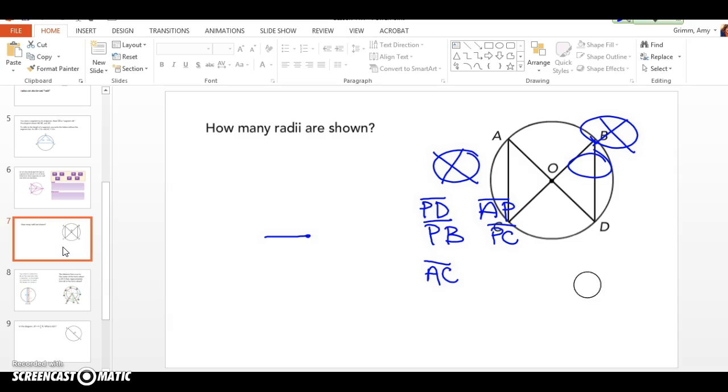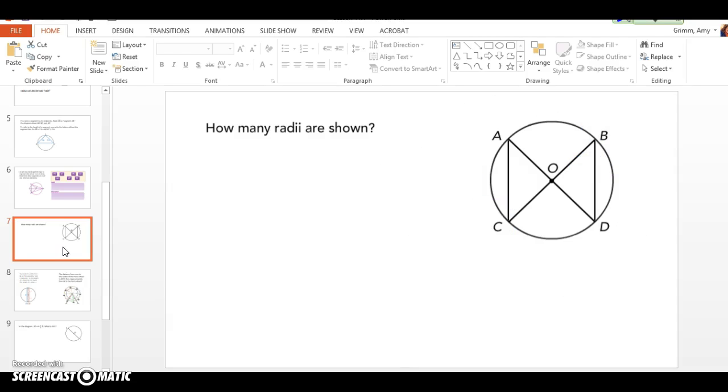All right, I would like you to take a look at this one and answer this one on your own to see if you understand what we just did. All right, raise your hand if you can tell me how many radii are shown. Demario, you said 4. Okay? Agree? Disagree? Micaiah? You agree?